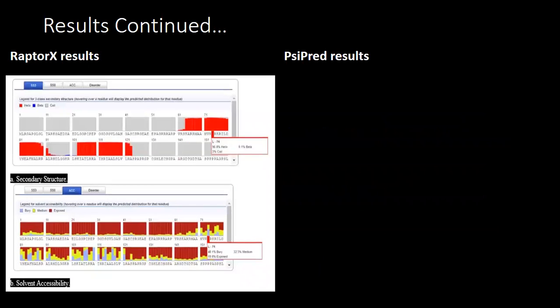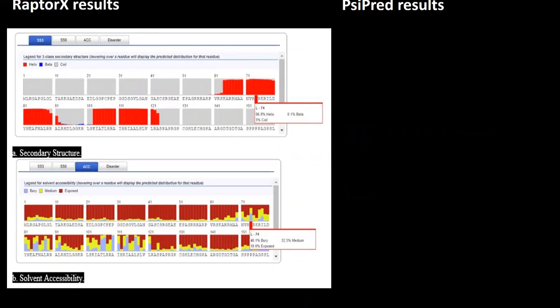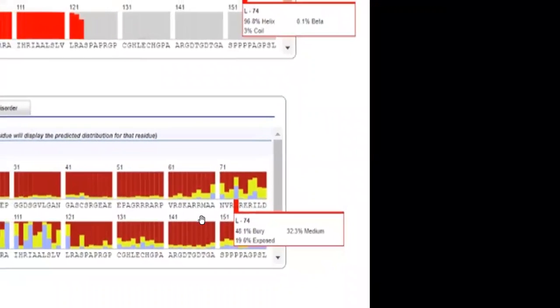So this is the RaptorX result. If I zoom in on this result, this is leucine 74. This has 6.8% helix, 0.1% beta sheet, and 3% coil. And also it is the secondary structure. As we are looking at the solvent stability, which is 48.1% buried, 32.3% medium, and 90.6% exposed.